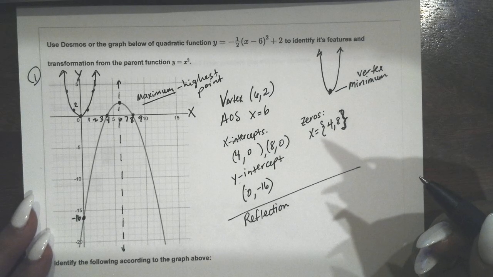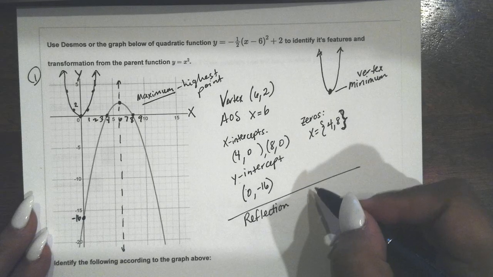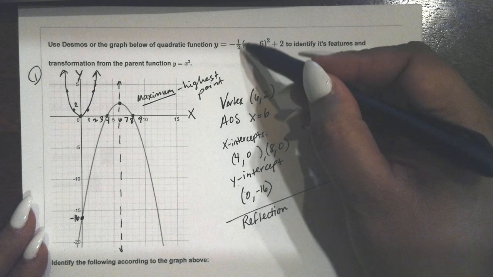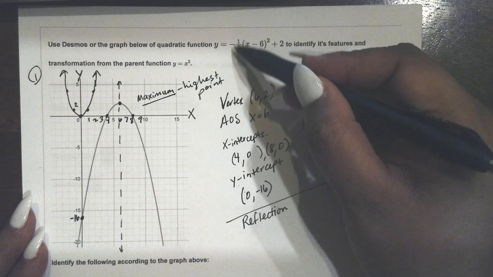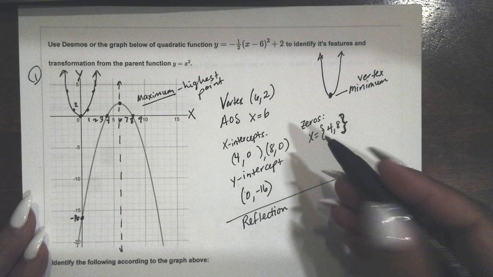Now, do I have a stretch or compression? Stretch means skinny, compression means wide, and because my A, 1/2, is less than 1, then yes, it got wider, okay?